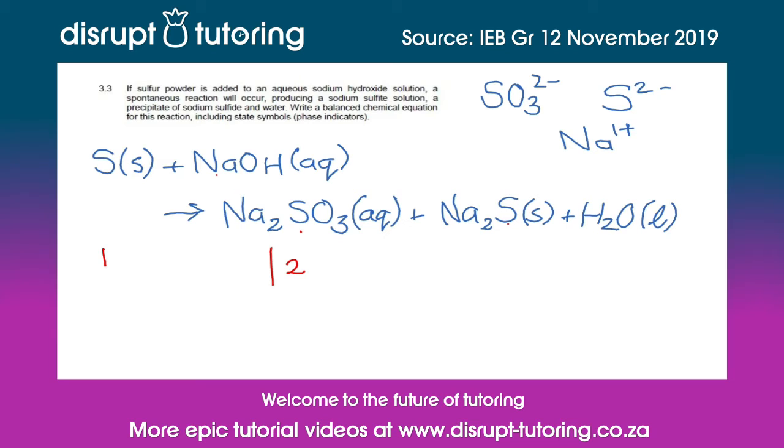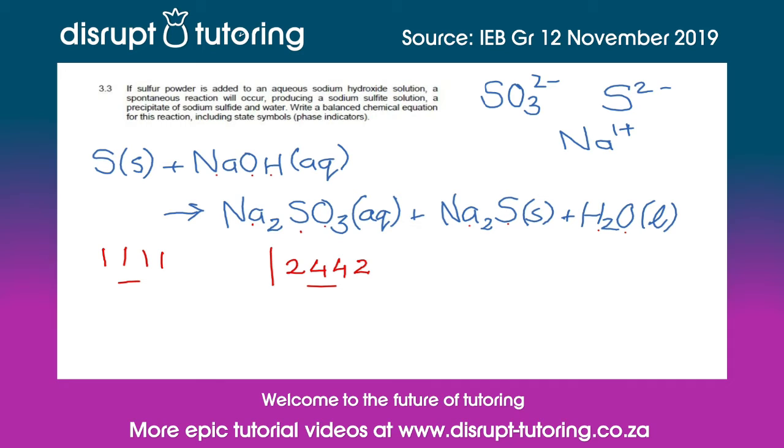Then on the left hand side we have 1 atom of sodium, and on the right hand side we have 4 atoms. On the left hand side we have 1 atom of oxygen, and on the right hand side we have 4. And then finally hydrogen. On the left hand side we have 1, and on the right hand side we have 2. So now we can start balancing the equation by trying to make these numbers match.